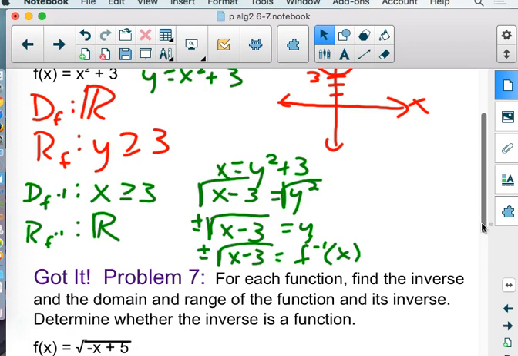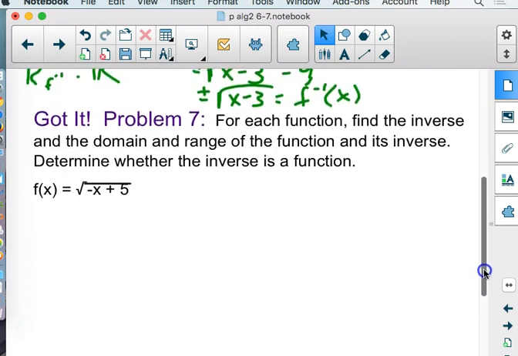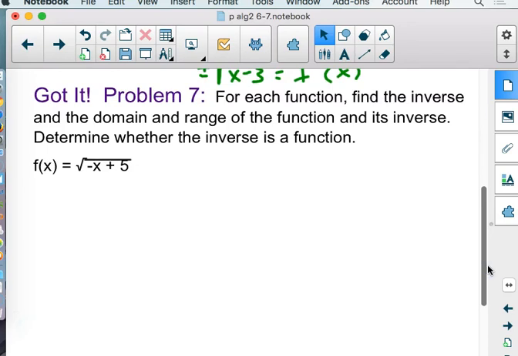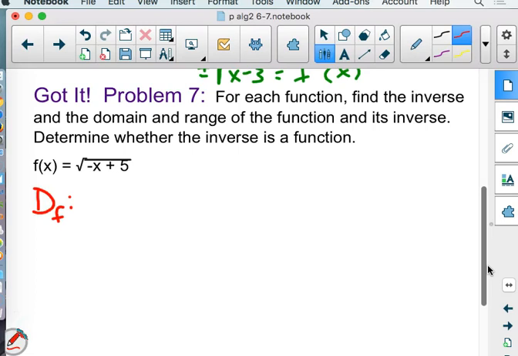All right? So this says for each function, find the inverse and the domain and range of the function and its inverse. Now, we talked about this when we first started. This has a square root. So how do we know where this is going to start? Take a look at your notes. I had you write it on the side on the lines. When you have an even root, what are you supposed to do?